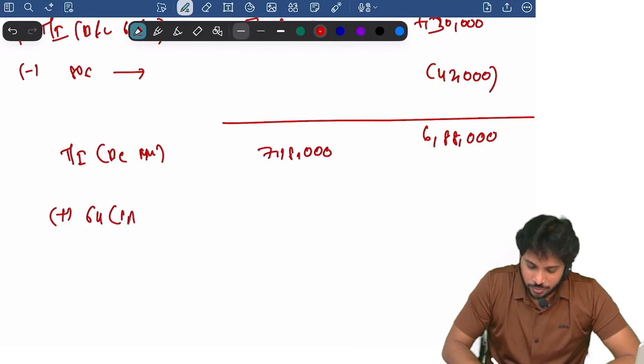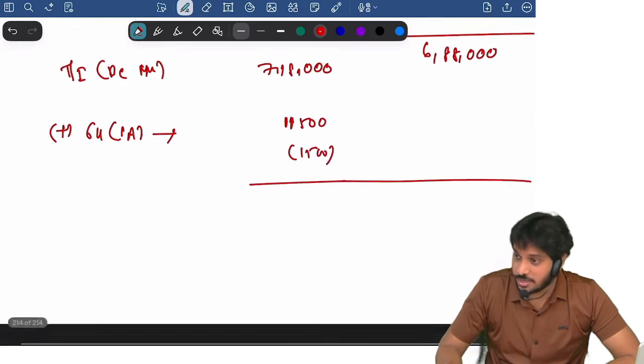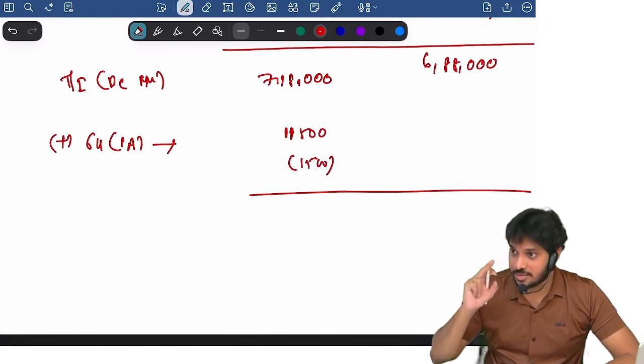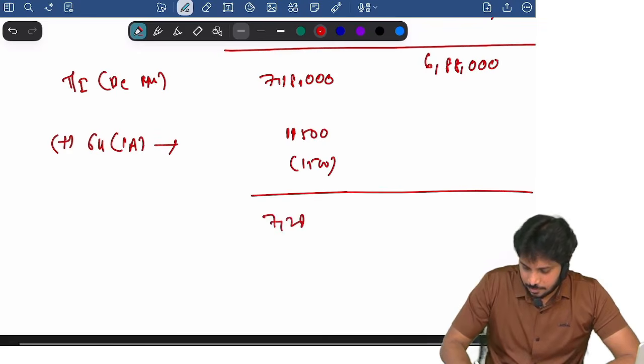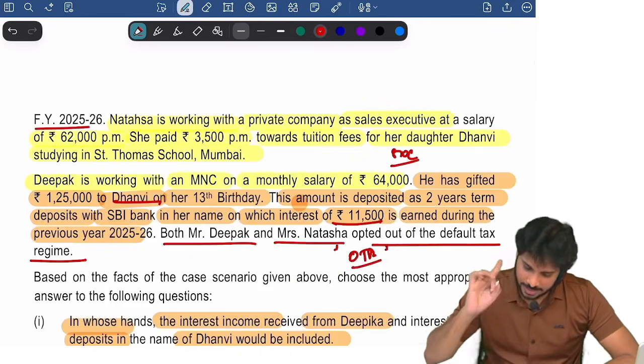Therefore under 64(1A) the minor's income is clubbed in the hands of the parent, the father. 11,500, 1,500 exemption. Very important point. So deductions also you should consider. If deduction information is given, you should consider that. Correct? Then 7,28,000 is the father's income, the mother's income is 6,88,000. That's it. I think we considered everything.